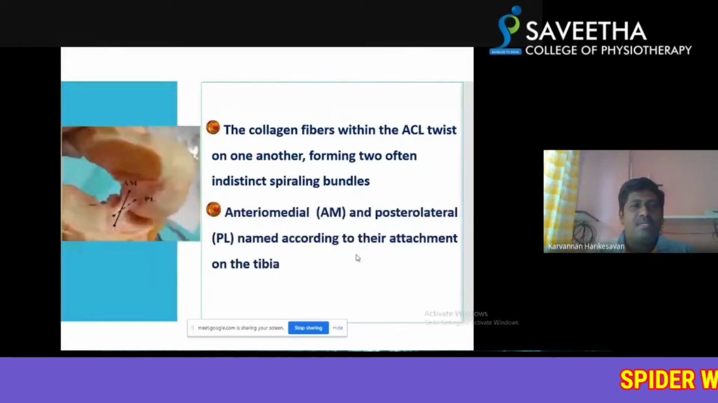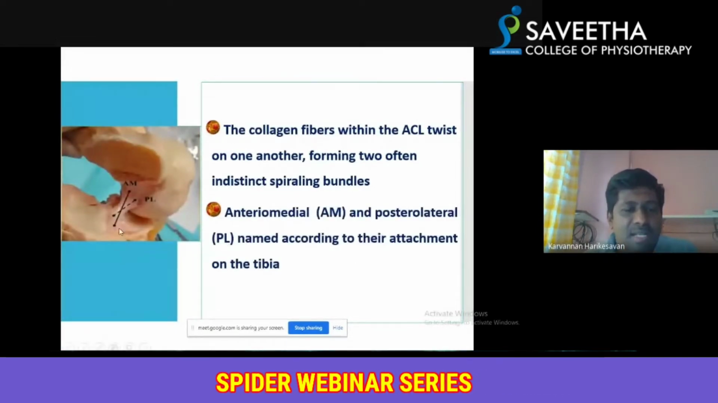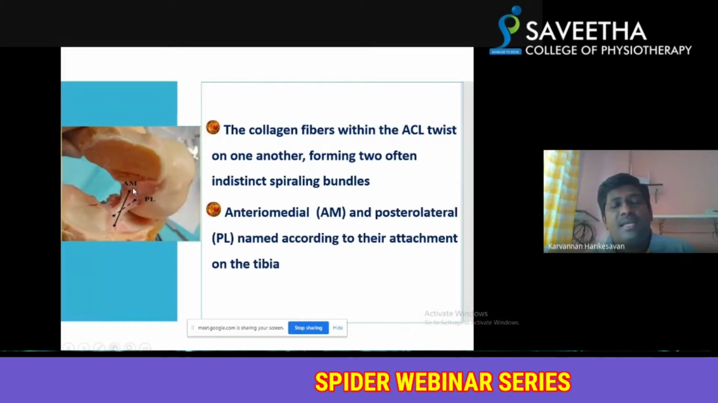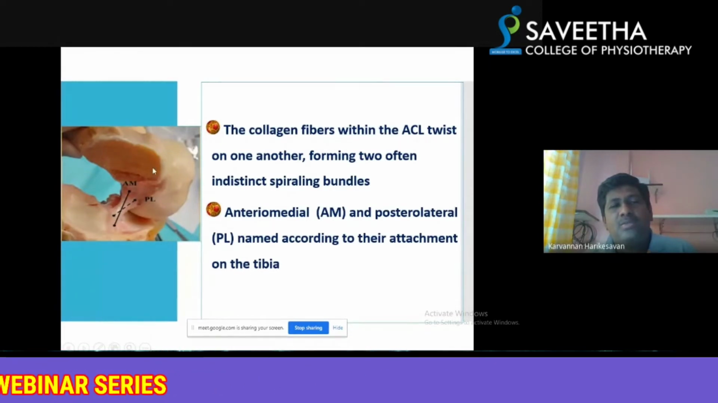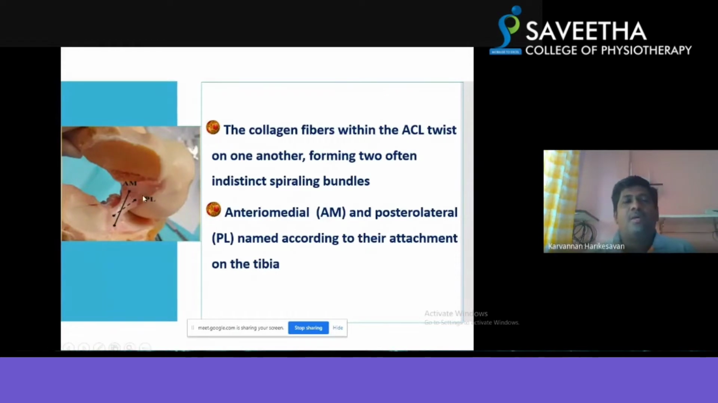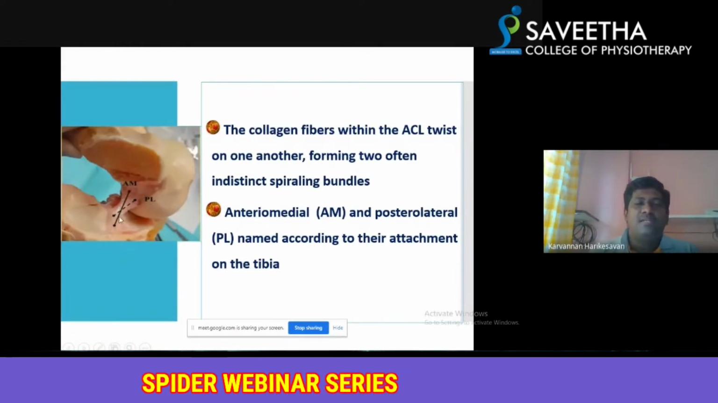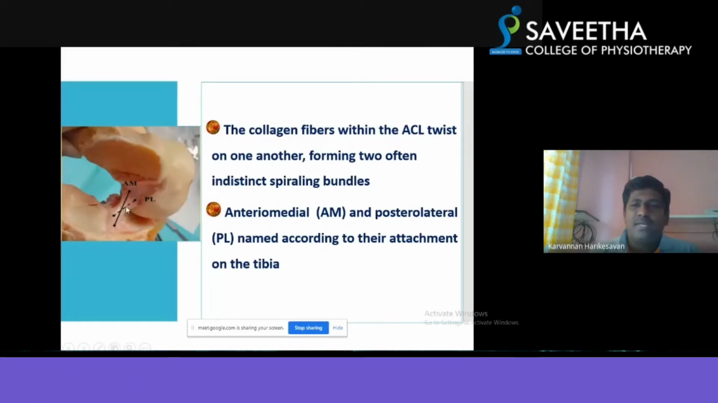If you see this picture, the ACL starts from its attachment at the anterior tibial plateau, and it runs in a posterior, superior, and lateral direction, and attaches to the medial side of the lateral femoral condyle. So why is this important? If you see this bundle, it's not a straight bundle. There is some spiral nature to the bundle as it is attached to the femur.